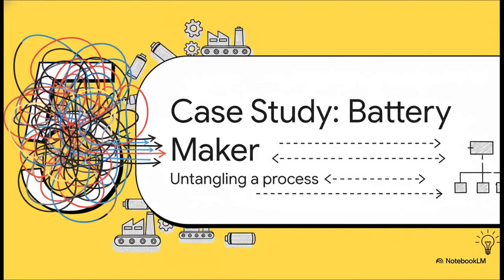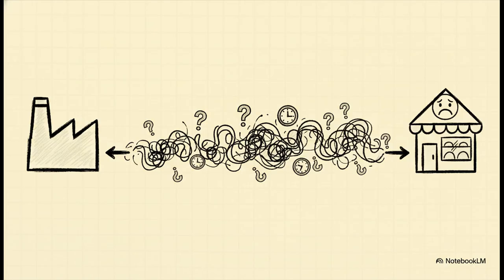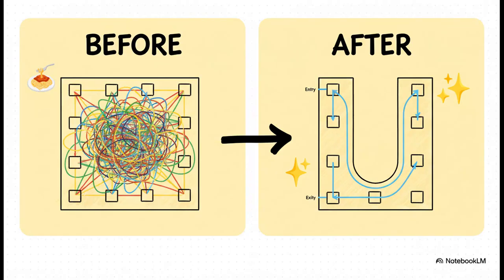Theory is one thing, but seeing this tool work in the real world is another. So let's look at a quick case study of how a spaghetti diagram literally transformed a process from total chaos to crystal clarity. So the business problem was simple, and it was painful. They couldn't get their car batteries to dealers on time. It was a huge issue. So a team on the ground decided to map out the entire production process to figure out exactly where the holdups were.